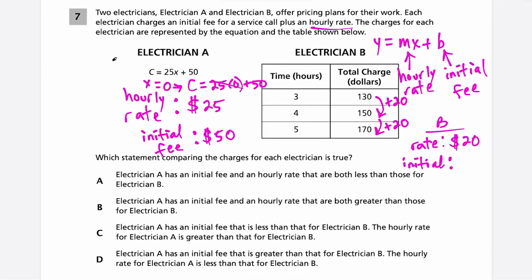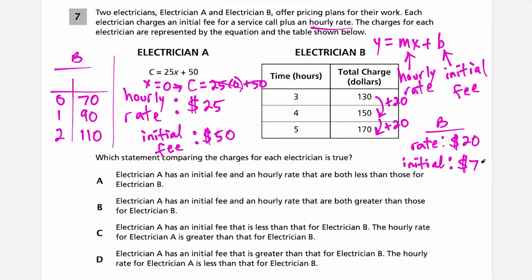We're running out of space, so I'll write this over here for electrician B. I'll make the column like this. And if I go 2, 1, 0, instead of going plus 20 to go forward, I'm going to do minus 20 and go backwards. So 130 minus 20 is 110. If I go minus 20 again, 110 minus 20 is 90. And minus 20 one more time is 70. So the initial fee for electrician B is $70.